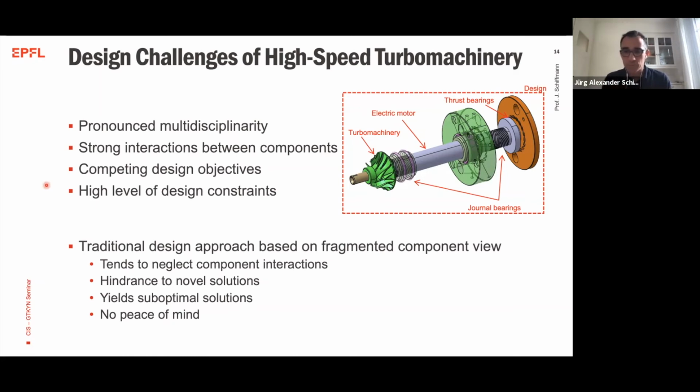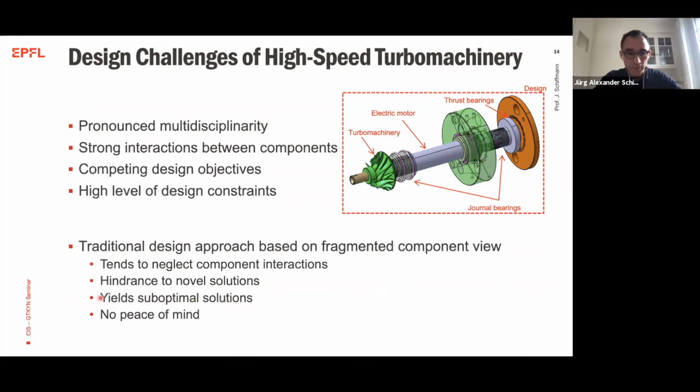This is a totally valid approach, but it tends to neglect component interactions. And by doing so, we hypothesize that it yields suboptimal solutions because the sum of optimum components is not necessarily the overall optimum of your design. It's also a hindrance to novel solutions because if you have to design specifications for the bearings and for the aerodynamics, you already need to have an idea of where your design is going, right? So you need to get inspiration from what has been done previously by your colleagues. So it's a hindrance towards novel solutions.